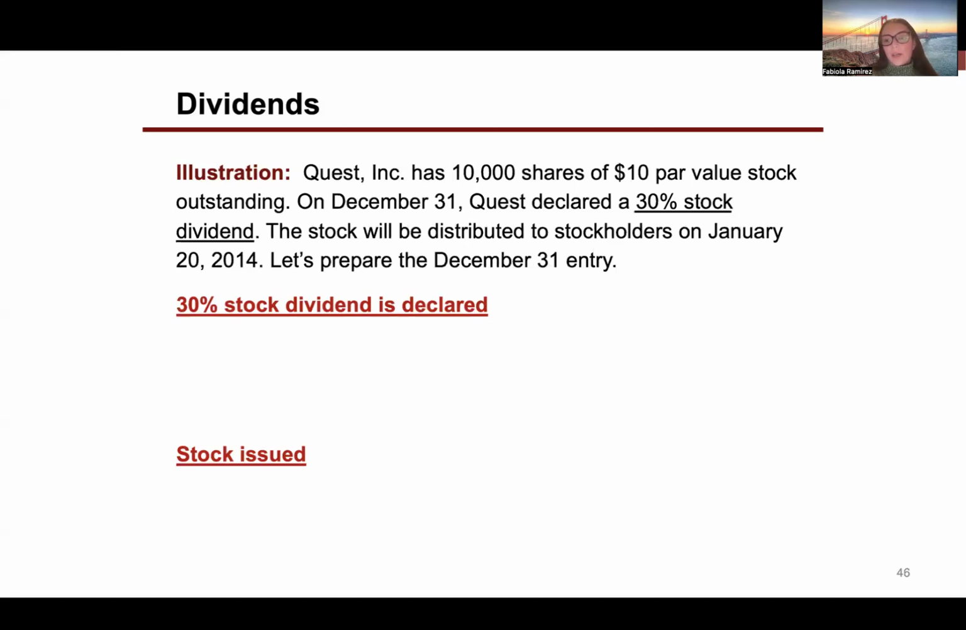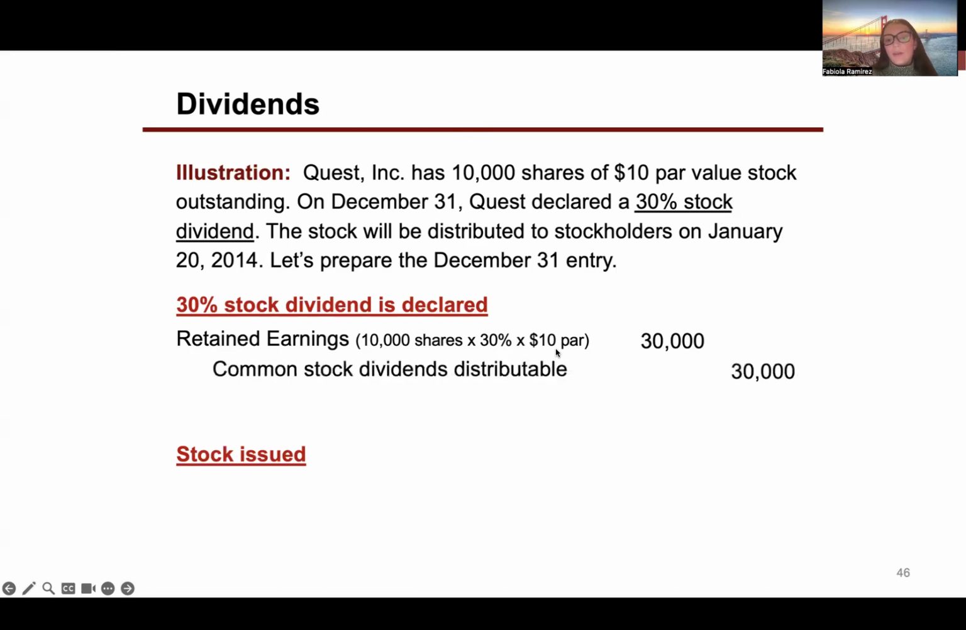Moving on to a large stock dividend example, Quest Incorporated has 10,000 shares of $10 par stock outstanding. On 12/31, Quest declared a 30% stock dividend. The stock will be distributed to stockholders on January 20th, 2014. The 12/31 journal entry debits retained earnings. We take our 10,000 shares, multiply it by the 30% stock dividend, and multiply it by the par value. We credit common stock dividends distributable.